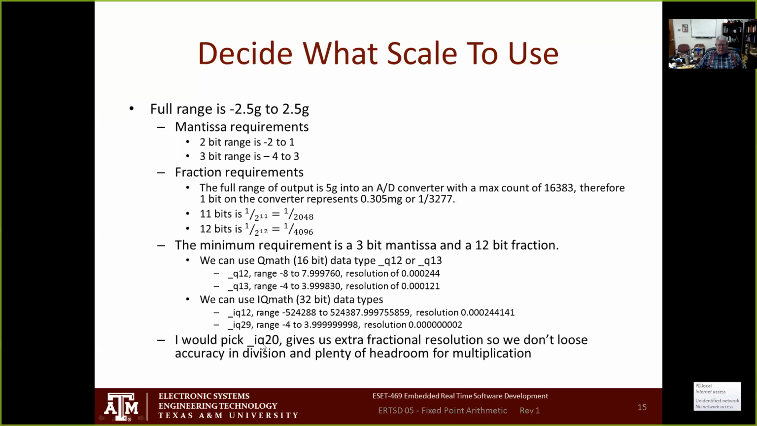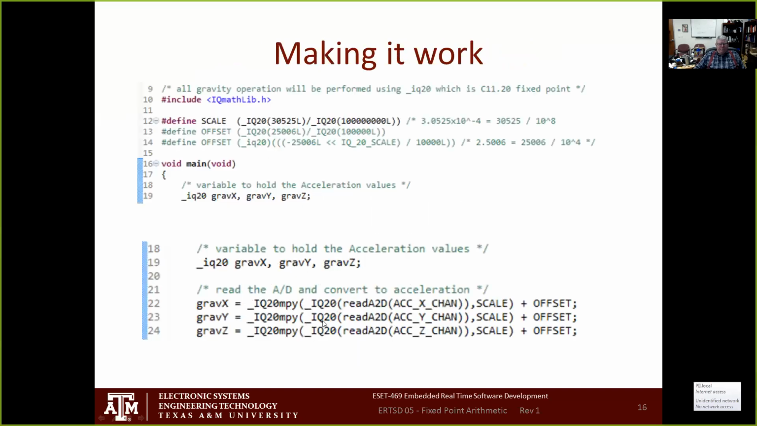At this point, I'm going to pick a kind of compromise between this 12 and 29. It gives us some extra fractional resolution, so if I'm doing divides and that sort of stuff when manipulating these values, I don't lose resolution. But if I need to multiply on some intermediate operations, this IQ 20 is going to give me a little bit more headroom so that I don't get an overflow. So let's talk about how we make this work, writing some real code.